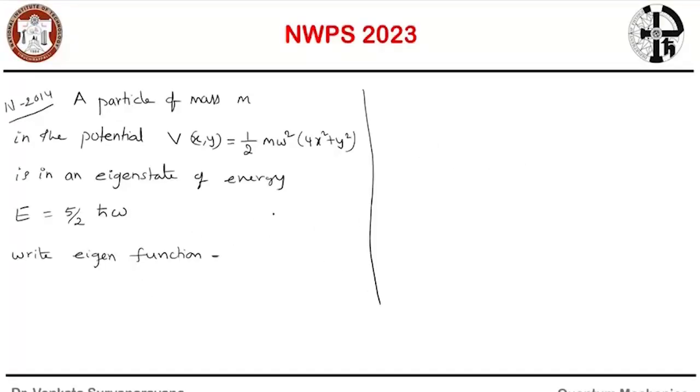Okay, let's look at this one. There's a particle of mass m in the potential. I'll stop it here. Maybe I will pick it up in the next class. It's better to stop.